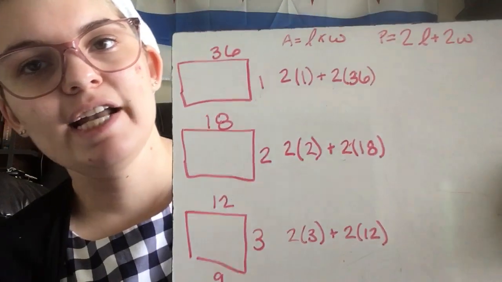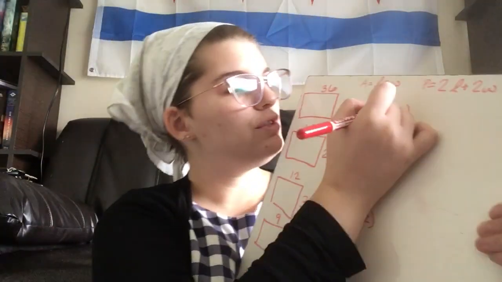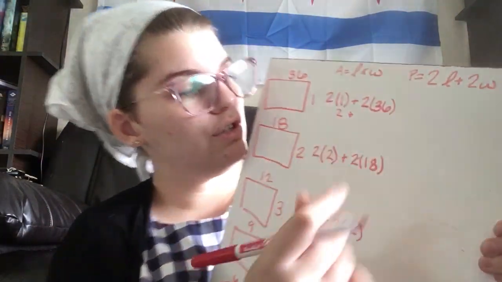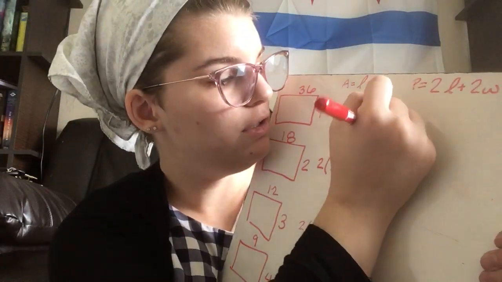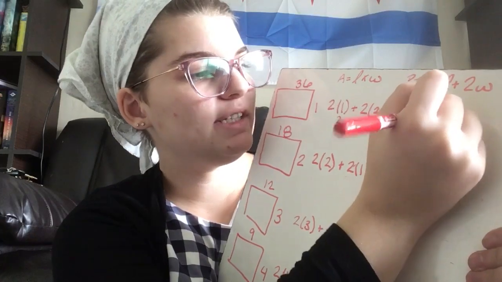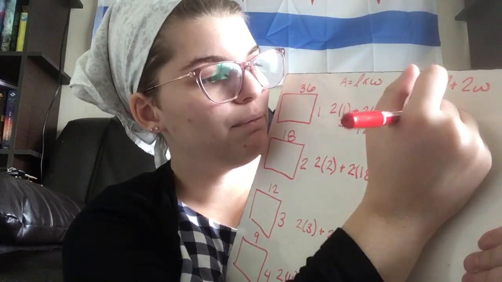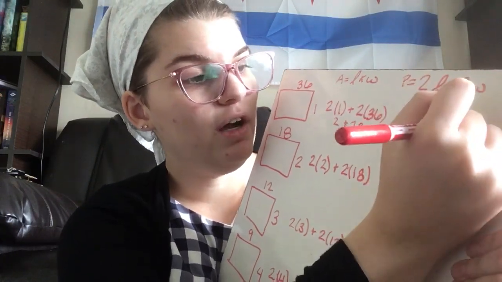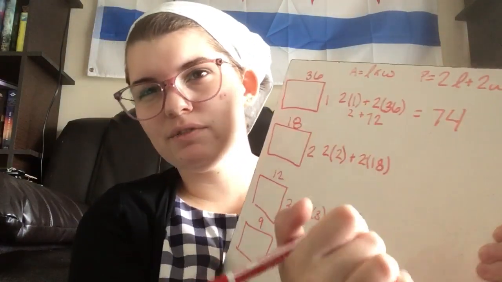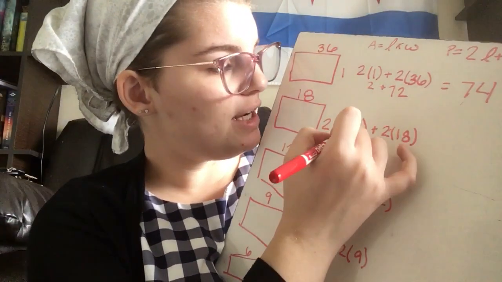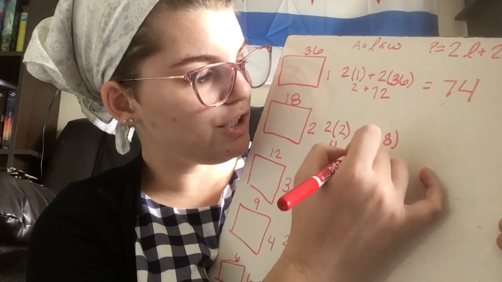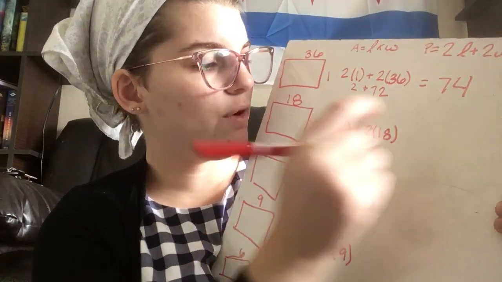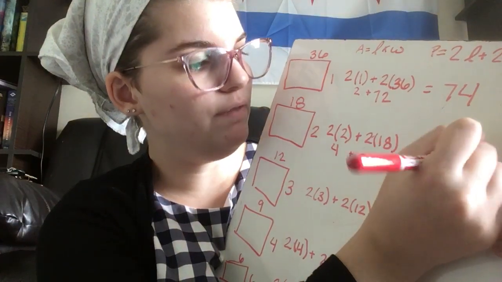Okay? And now we're going to find all of them. So 2 times 1 is 2. 2 times 36, that one's a little bit more difficult, but it is 72. So our answer will be 70. Ooh, that's a 4. Our answer is 74 units. It doesn't really give us units though. 2 times 2 is 4. And then we have 2 times 18, which is 36. So 4 plus 36 is 40.